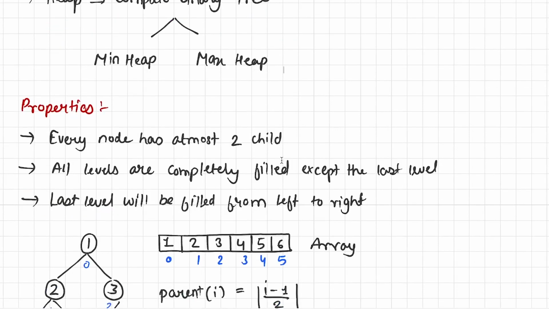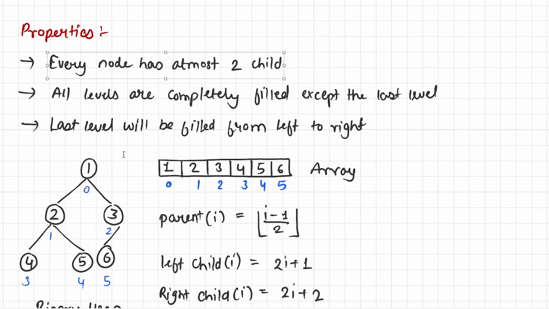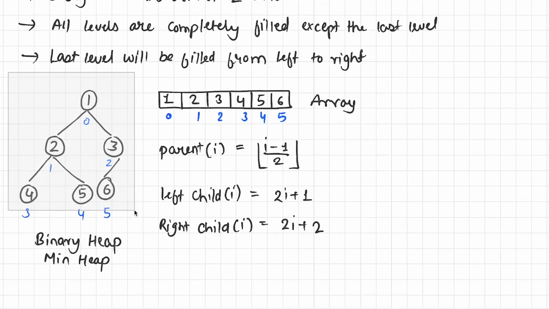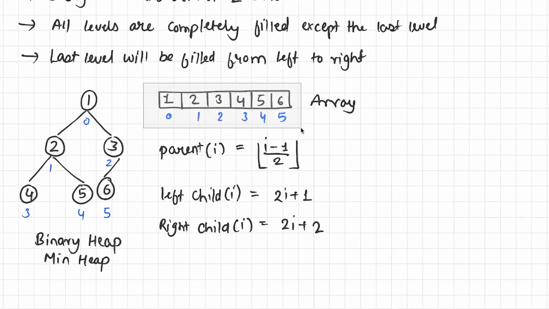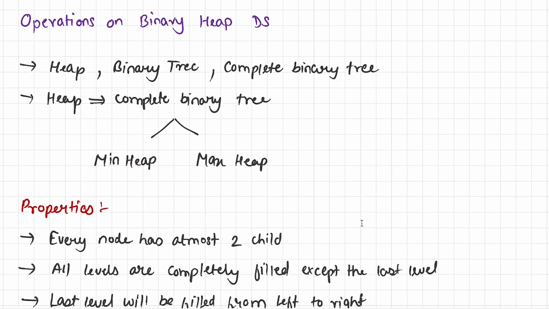at the root. Then we saw the properties of binary heap, and these are: every node has at most 2 children, all the levels are completely filled except the last level, and the last level will be filled from left to right. And we saw this example also, that this is a binary min heap, and this is the array representation of this binary heap, and this is the tree representation of this binary heap. And we saw that we can use this formula to find the parent of any node, and we can use these two formulas to find the left child and right child of any node. So all of these things we have already learned in the previous video.